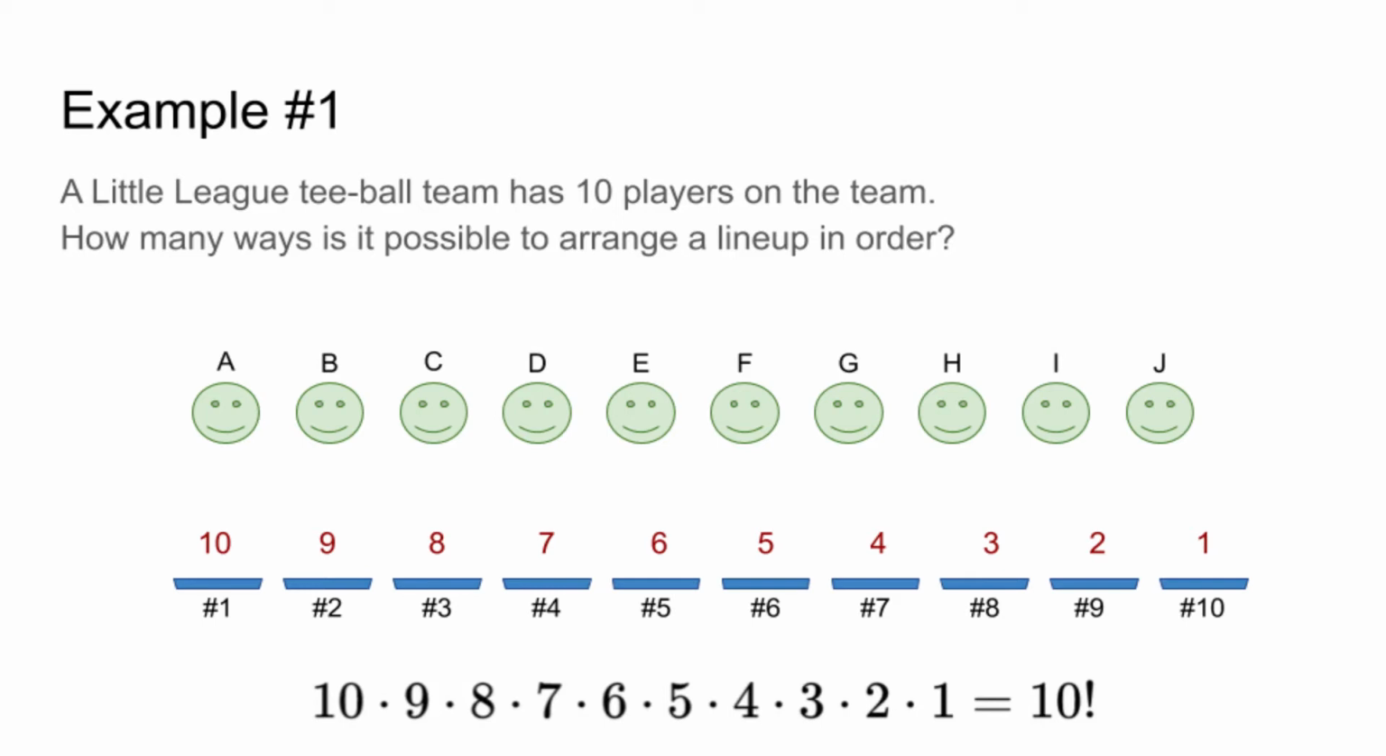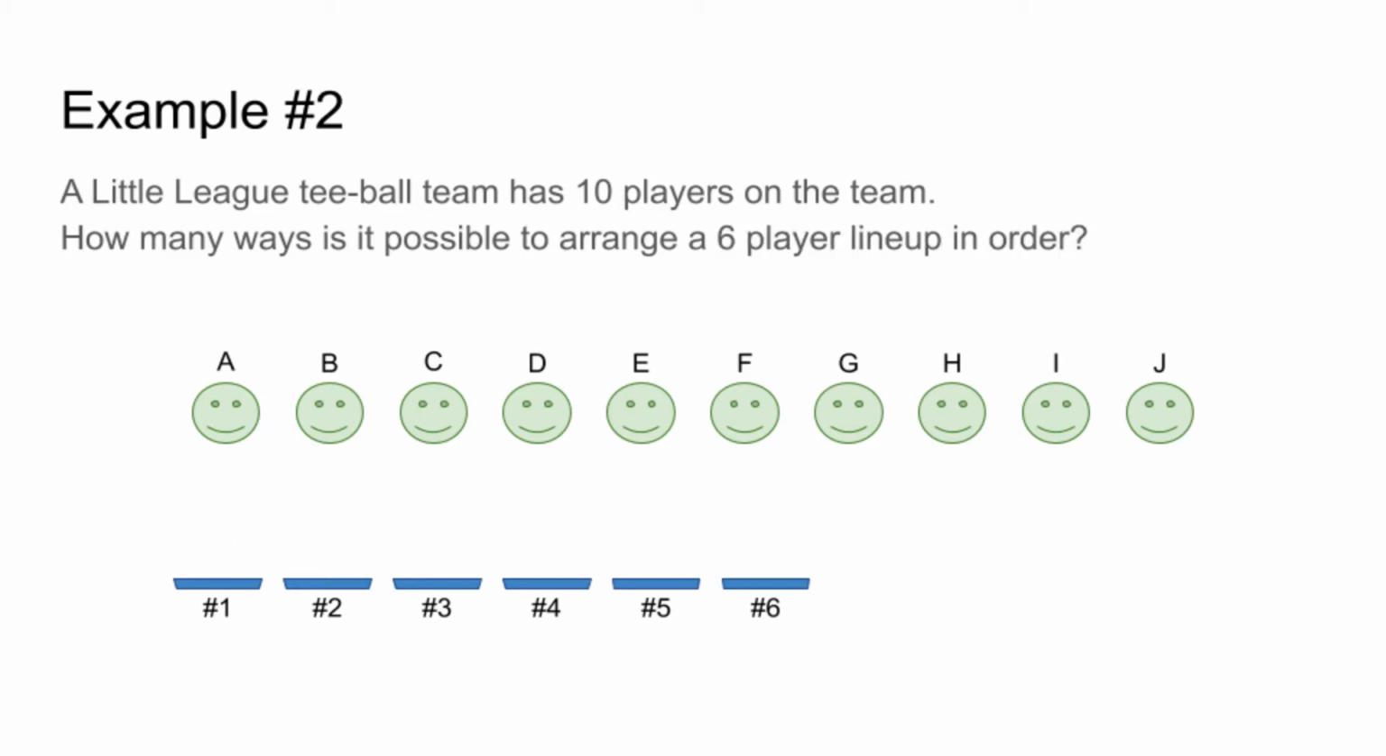Alright, pretty straightforward, but how many ways is it possible to arrange a 6-player lineup out of 10 possible players? Take a second to think about how many possibilities there are. This question is very much the same thought process as the previous question. You start with 10 possible options and work your way down to the 6th position where there are only 5 players left, and then it stops there.